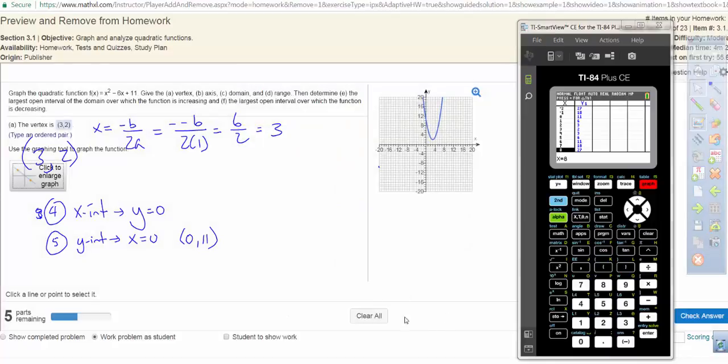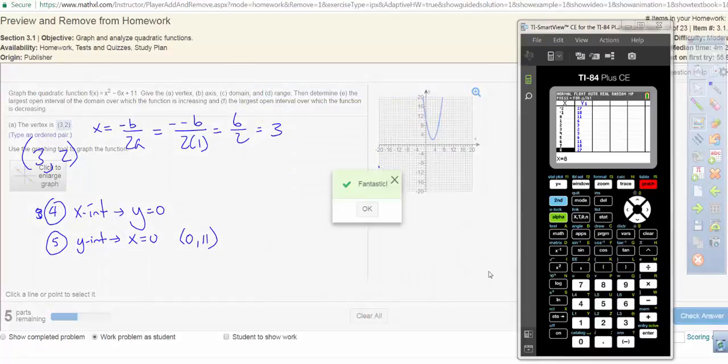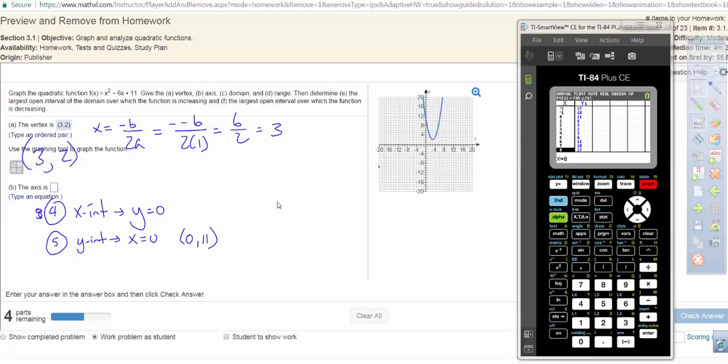So I can save it and I can check it. Oops, wrong button. I can save it and I can check it. So then it moves me on to what is the axis of symmetry and walks me through. Okay, so that's kind of how you put that guy into your calculator when you're actually graphing it from standard form. Alright, so that wraps this video up.